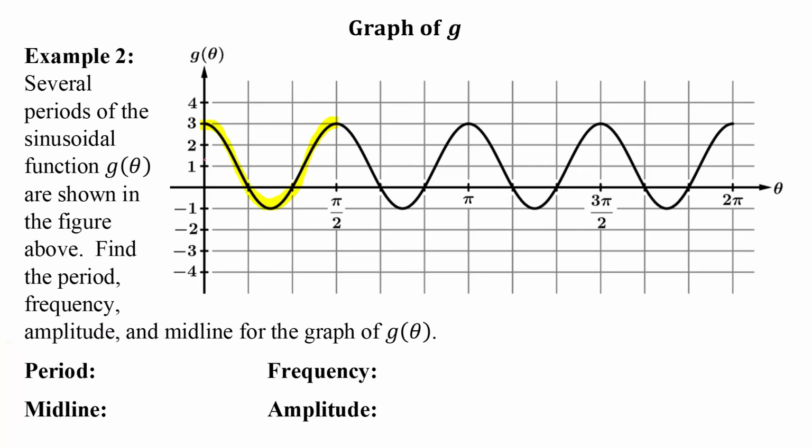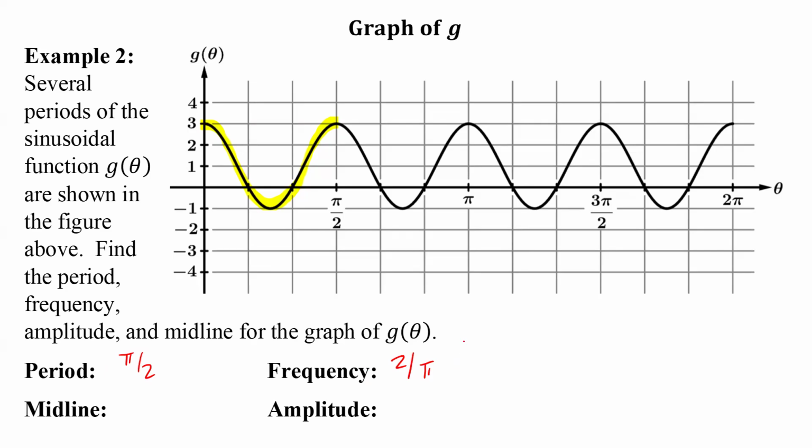But I try to start near the origin, and if it doesn't work from the origin, then I work my way towards the right, and that's just how my brain works. So from here, I see that my cycle started at 0 and ended at pi over 2, which meant that my period is pi over 2. Remember, your frequency is the reciprocal of that. So if I have pi over 2, that means my frequency is 1 over pi over 2, which is 2 over pi once you simplify it.